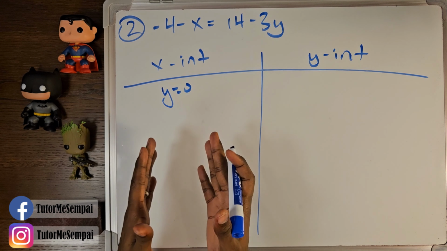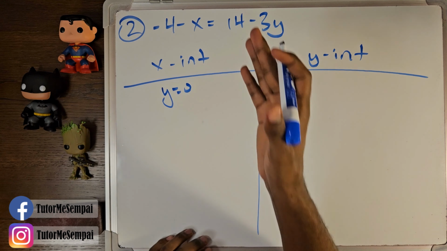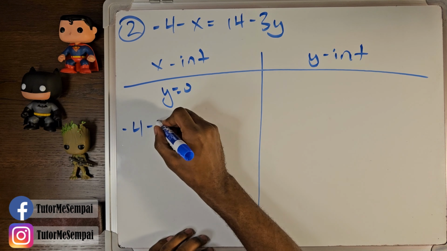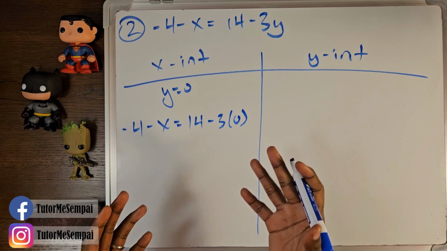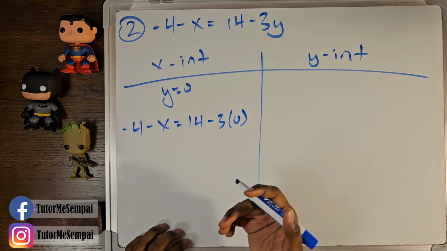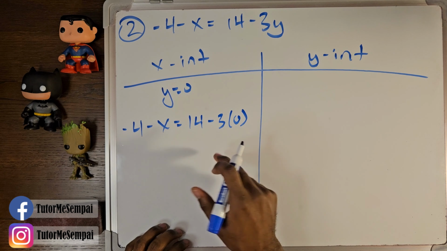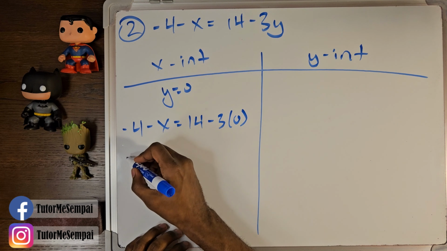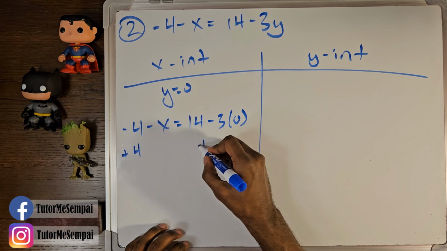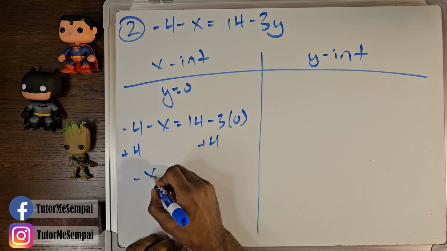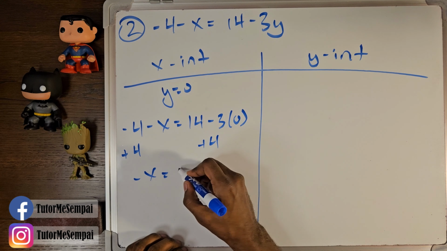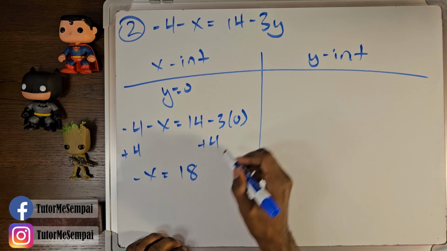Now we're going to plug in this y of 0 into our linear equation, and when we do that, we get this. Now we're going to get x by itself, and to do that, we're going to get rid of this because that's 0, and we're going to move this 4. So we're going to add both sides by 4, and we're going to have negative x equals, what's 14 plus 4? That's going to be 18, and that's 0 there.